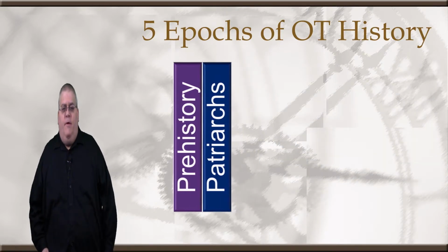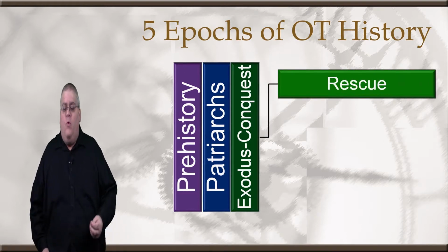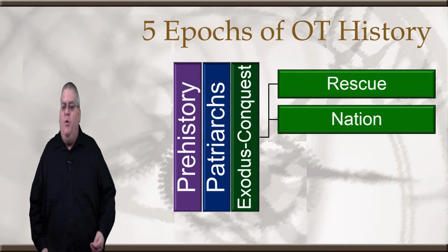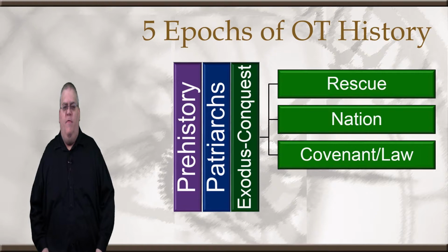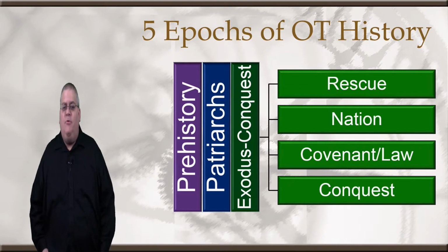Then the third epoch is the Exodus and the conquest of the Promised Land. In this epoch, God rescues his people from slavery in Egypt. He then builds them into a nation. He enters a covenant relationship with them and gives them a revelation of his rule. And he leads them to capture and occupy the Promised Land.